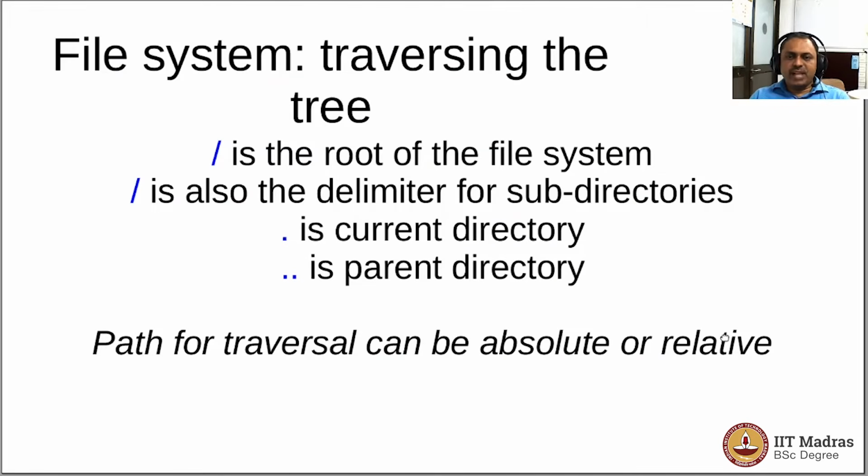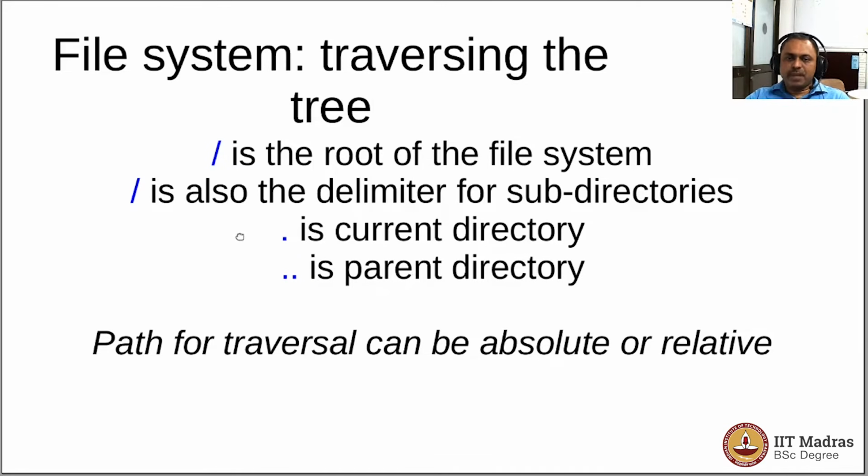We can explore the file system hierarchy by first understanding how to construct the path of any directory. So / is the root of the file system and also the delimiter for the subdirectories, and in every directory there are two special files. One is called dot, which refers to the current directory, and the other is double dot, which refers to the parent directory.